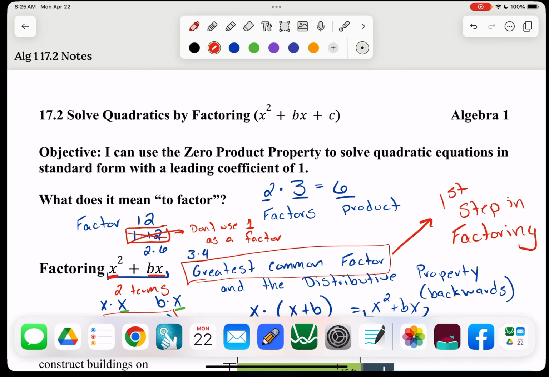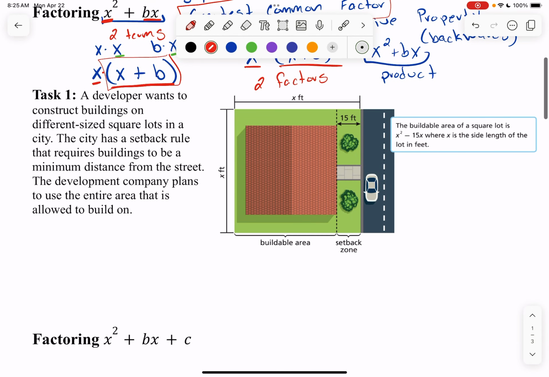Okay. All right. So now here we have a developer who wants to construct buildings on different sized square lots. So the lots are square. The city has a setback rule that requires buildings to be a minimum distance from the street, meaning you can't build the building on these 15 feet. Okay. The development company plans to use the entire area that is allowed to build on. Okay, so here's our buildable area right here. There's our buildable area, and there's our setback zone.